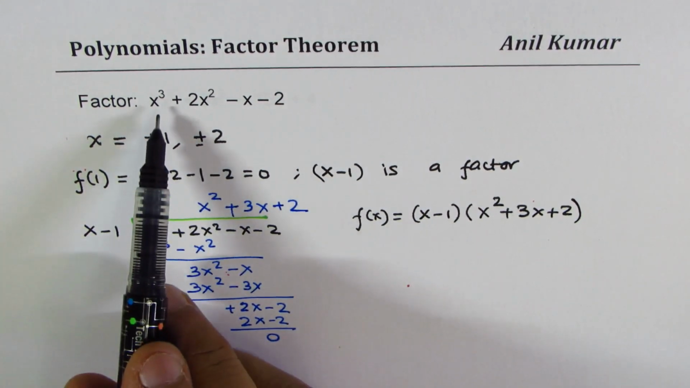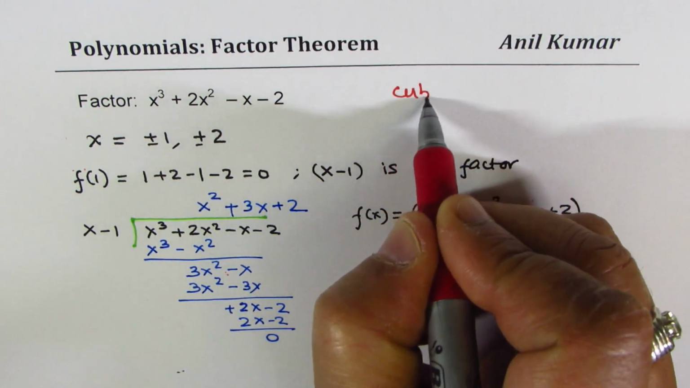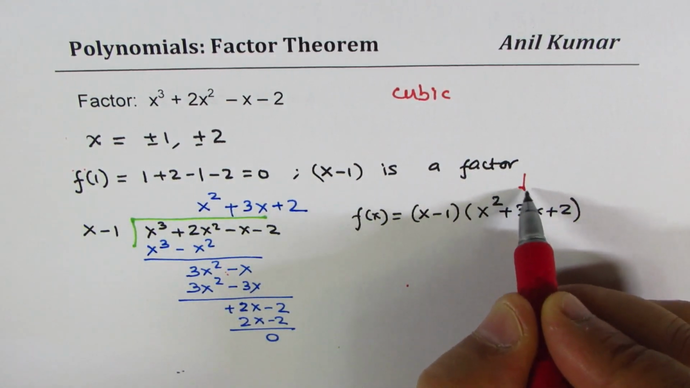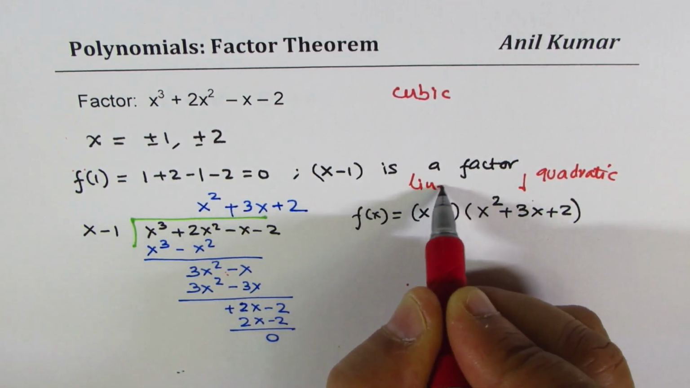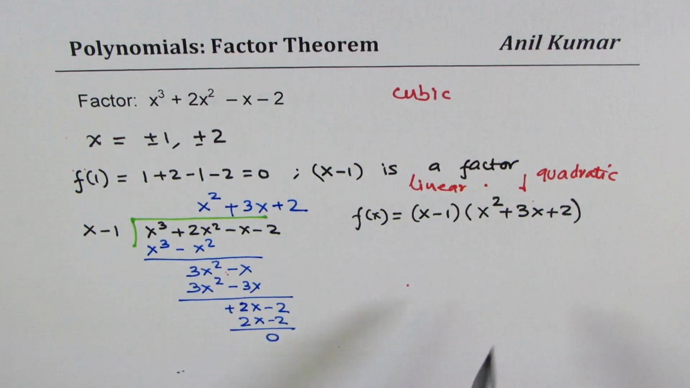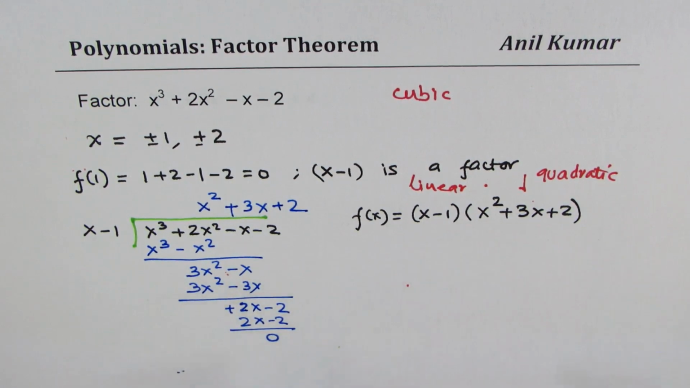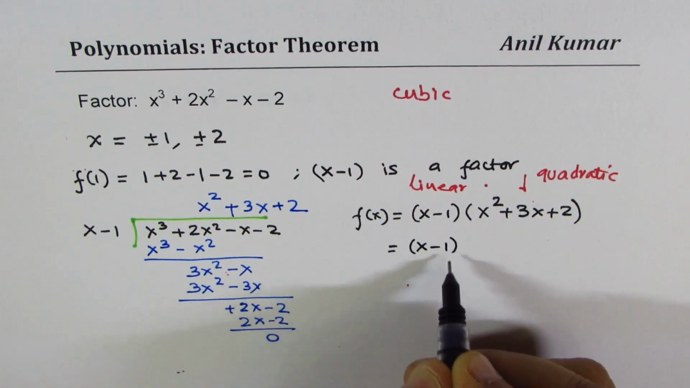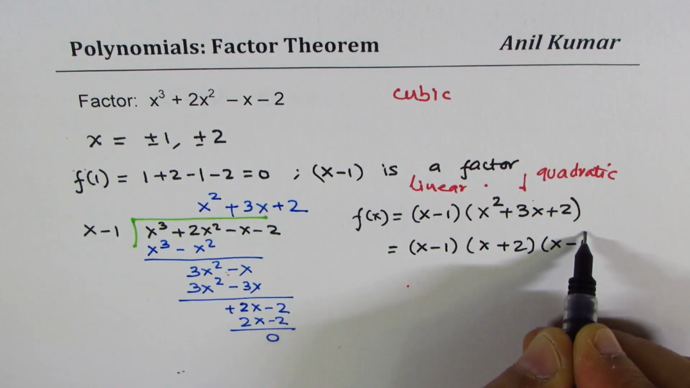So we have written a cubic function as a linear factor times a quadratic, one degree lower. So this part is quadratic. Now we know how to factor the quadratic part. We are looking for a product of 2 and a sum of 3. So it is 2 times 1. So we could further factor it as x plus 2 times x plus 1.